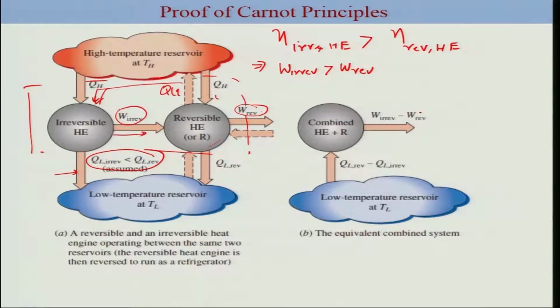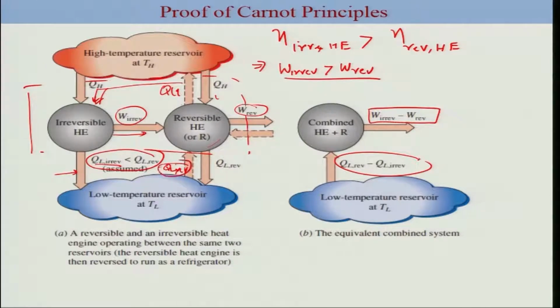Thus the overall work output, considering that W irreversible is greater than W reversible, can be summarized in this form. And similarly, the heat exchanged with the low temperature reservoir can be written in this form. Considering that we have reversed the directions here, it would be QL minus QL reversible.